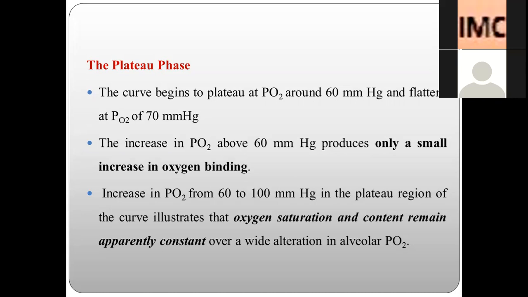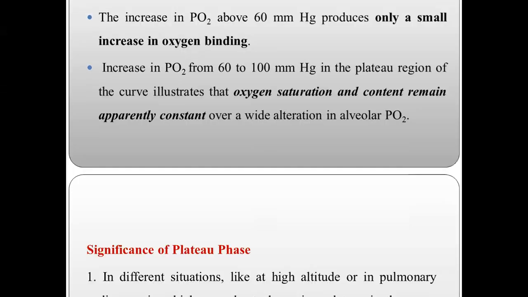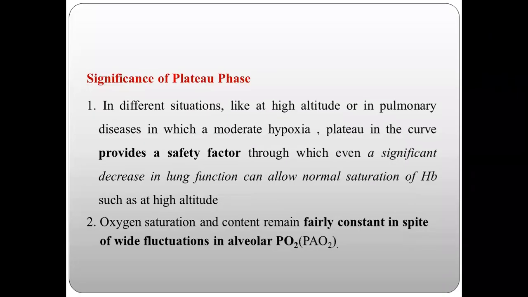Now this increase in PO2 from 60 to 100 millimeters in the plateau region of the curve illustrates that the oxygen saturation and the content remain apparently constant even if there are wide alterations in the partial pressure of oxygen. What is the significance of this? This particular plateau phase gives us a safety factor. So whenever you are having any pulmonary disease or if you are moving to a high altitude, there is a decrease in the partial pressure of oxygen, but this provides a safety factor.